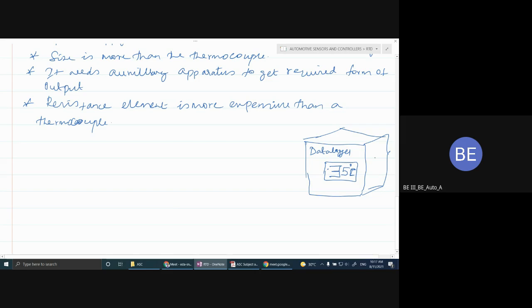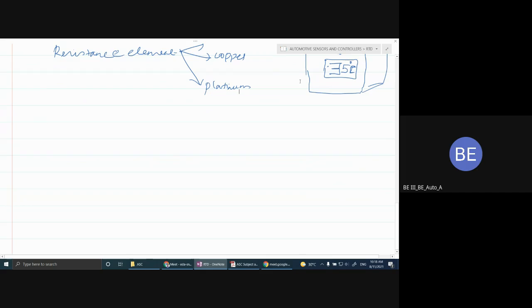So we need some additional devices for this operation, and the resistance element is more expensive. Why is it more expensive? What are the resistance elements? We are using nickel, copper, and platinum. Is this platinum expensive or cheap? Tell me. More expensive, sir. More expensive.